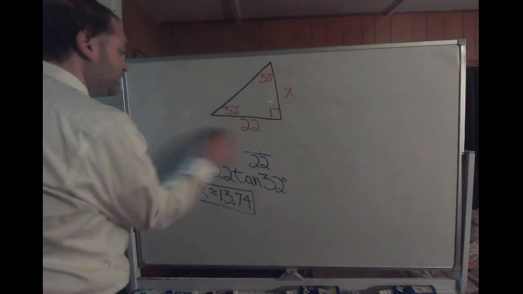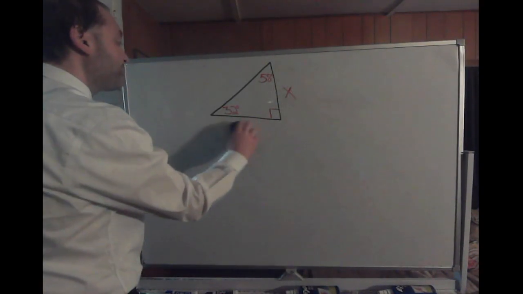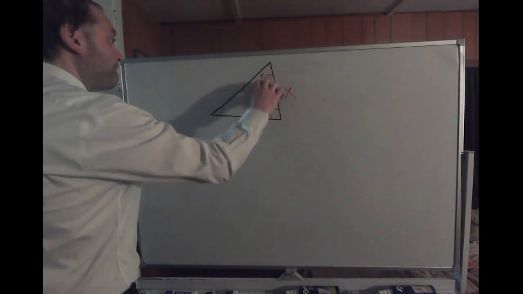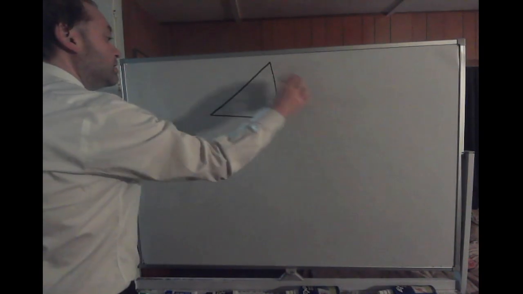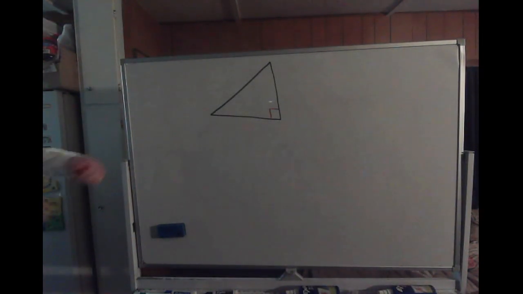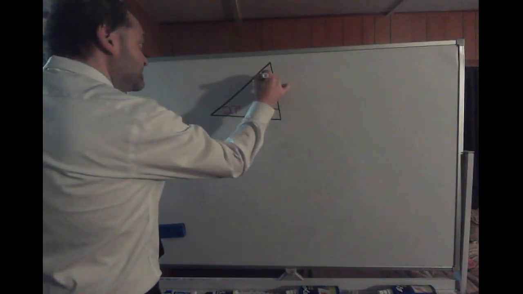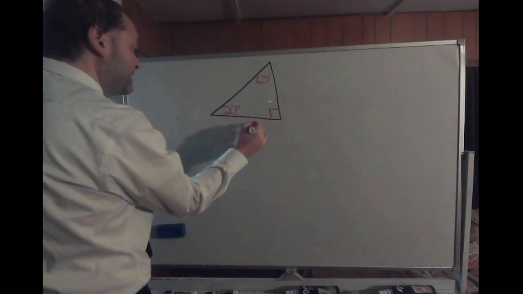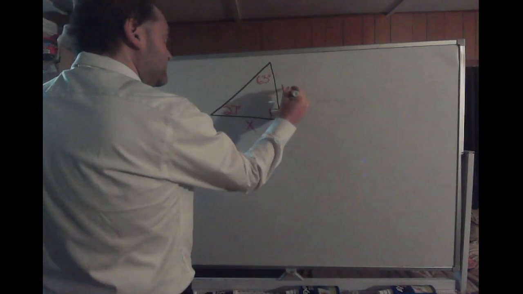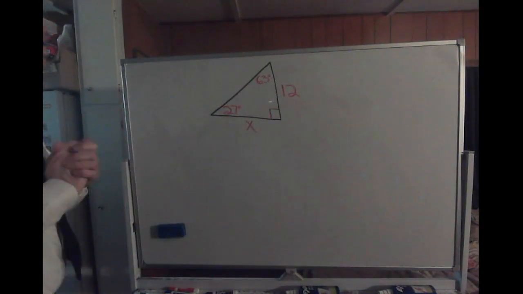Alright. I think we'll keep this triangle, but we're going to change some lengths and some angles, of course. Alright, what do we have next here? This is 27 degrees. This is 63 degrees. This has a length of x. This has a length of 12. So, we need to solve for x.